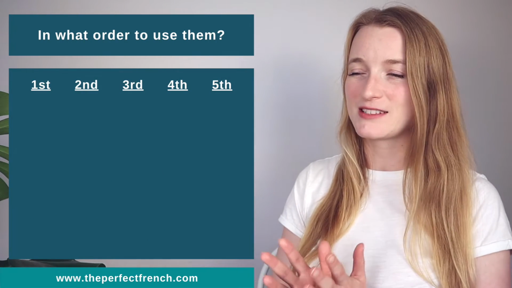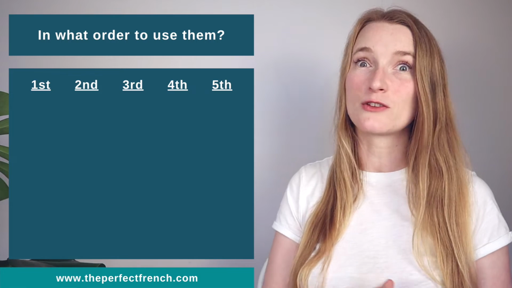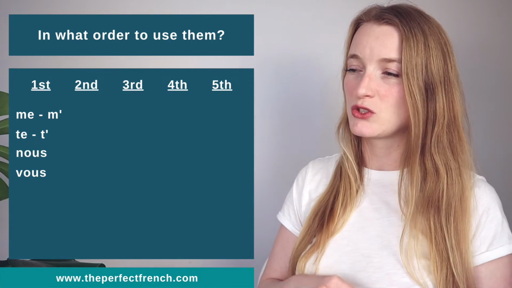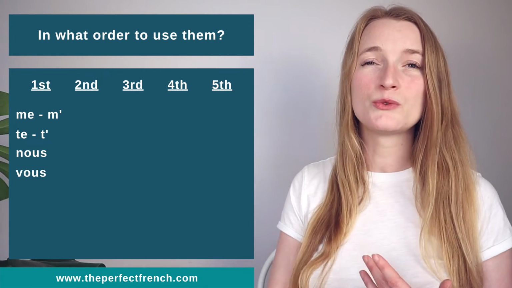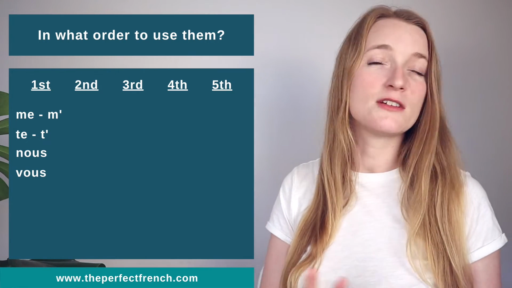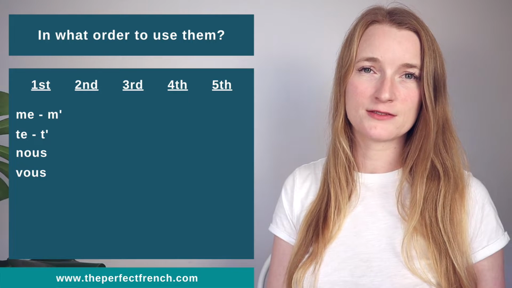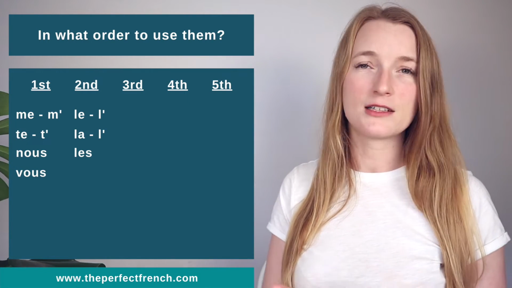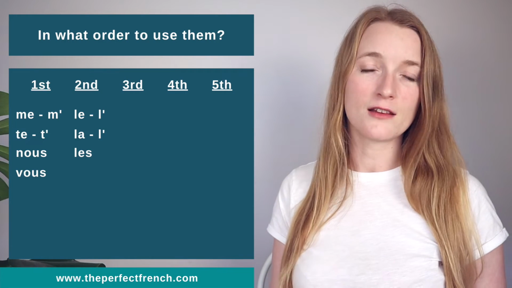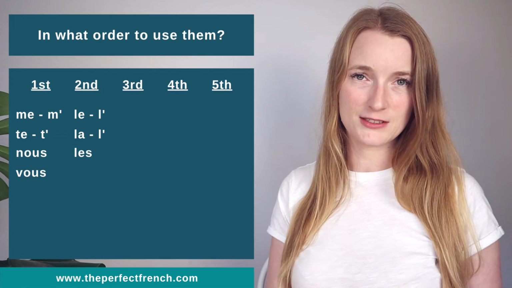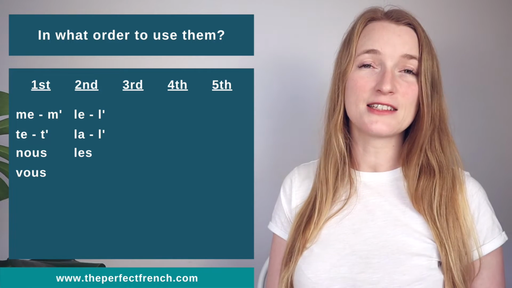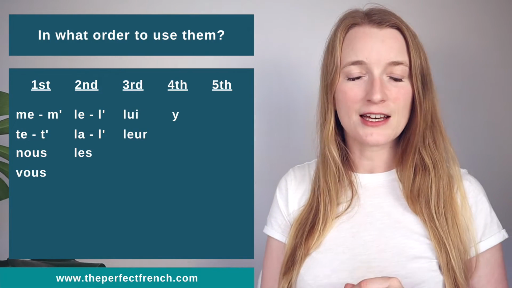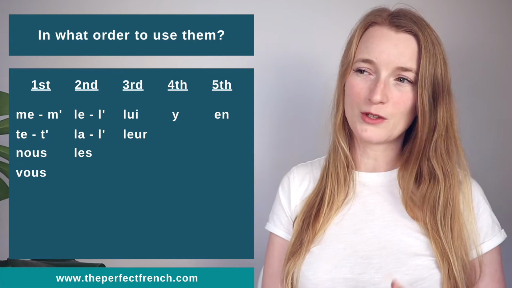This is very important for the following point, which is in what order to use them. For the first place, we are going to have all the ones that don't change. So we have me, m', te, t', nous, and vous, no matter if it's a direct or indirect object pronoun. Second one, we have le, l', la, l', and les. So the direct ones. Third place, we have the indirect ones, lui and leur. Then y and finally en, the last one.